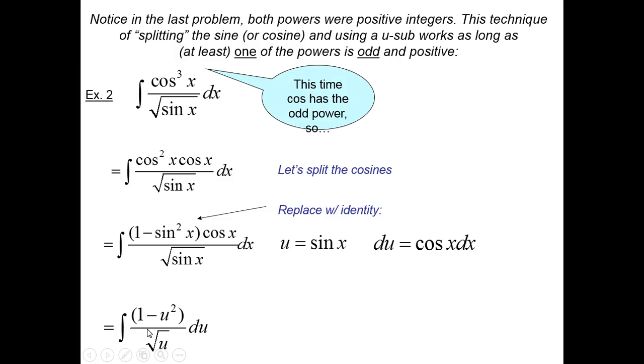If we just do a little algebra on this, don't overthink this. This is a real simple one. Just break this up into 1 over the square root of u minus u squared over the square root of u. Rewrite it as powers, and then use your power rule.